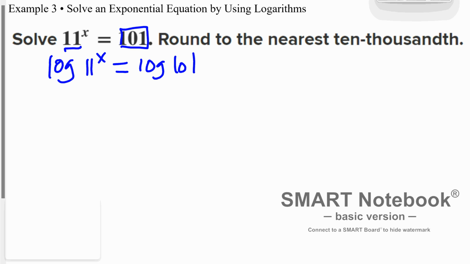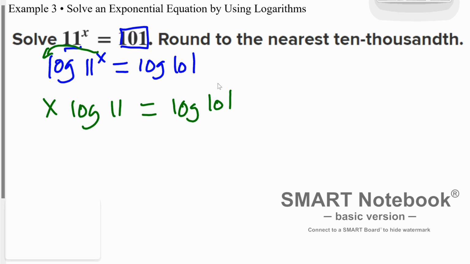But if you have a more complicated equation, you usually make sure that both bases, like 101 and 11, are on opposite sides. Then just take the log of both sides. Once you do that, use your rules of exponents. Bring that out front, so you get x log 11 equals log of 101. In the next example, I'll show you some steps that you can write down.